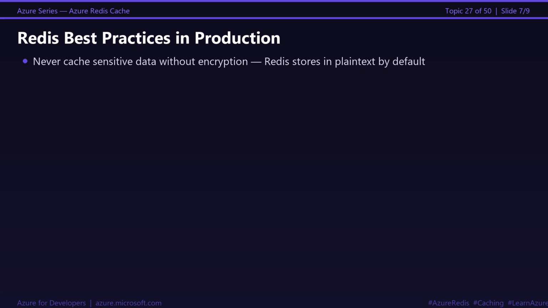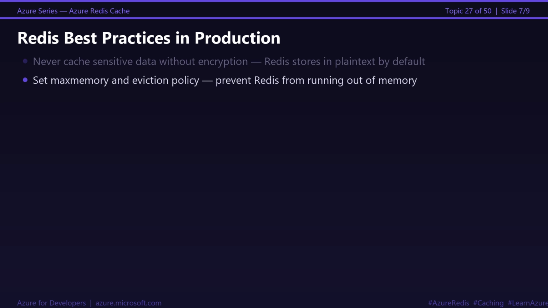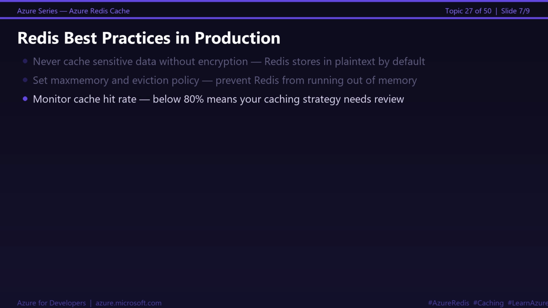Let me give you the practices that prevent production incidents with Redis. First, memory management. Redis keeps everything in memory. If you do not set a max memory limit, Redis will use all available RAM and the server will start swapping to disk. Performance collapses. Always set max memory. Set the eviction policy to allkeys-lru. When memory is full, evict the least recently used keys automatically.